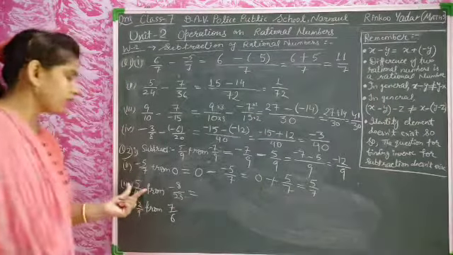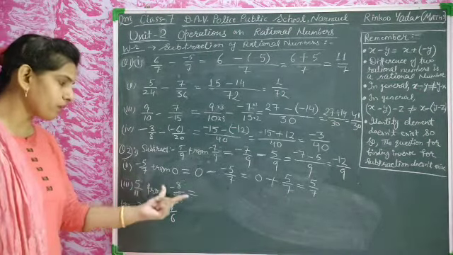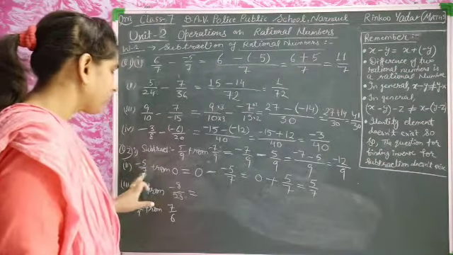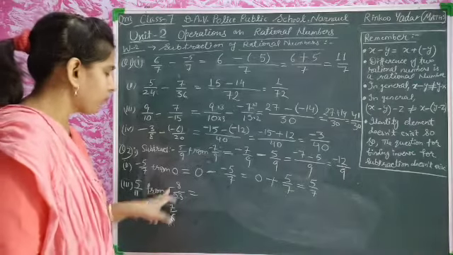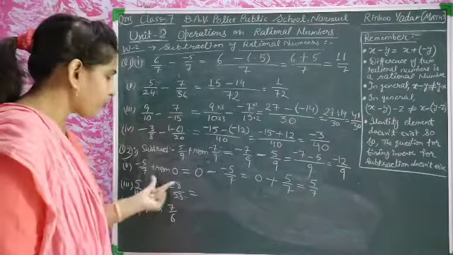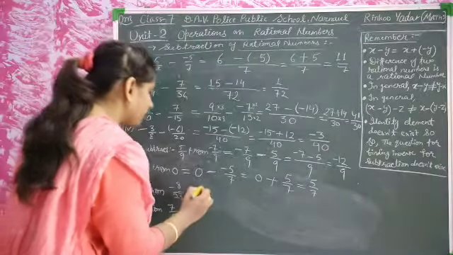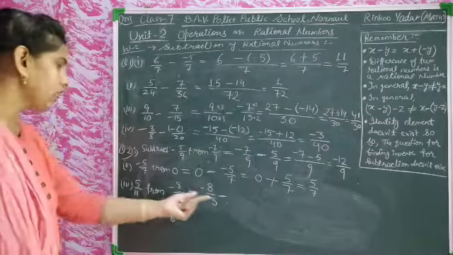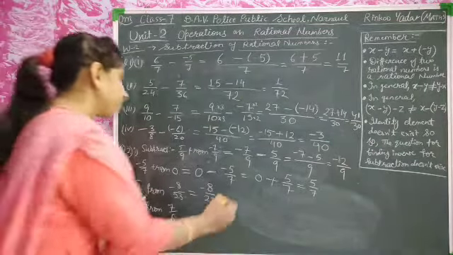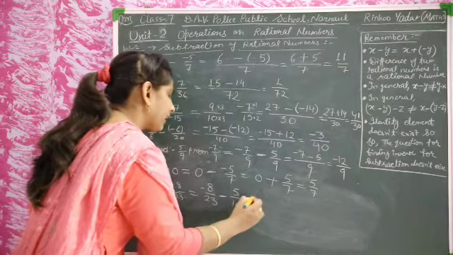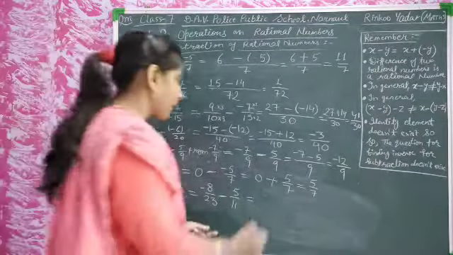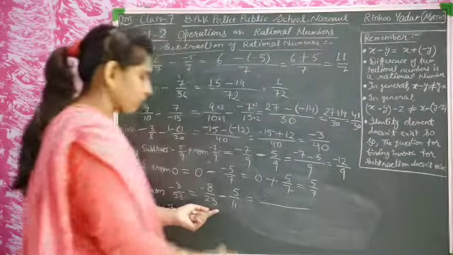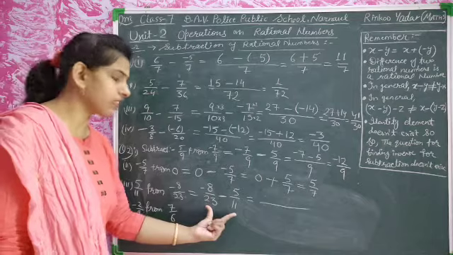Now we are subtracting 5 by 11 from minus 8 by 23. From this number means we take minus 8 by 23 first, and we have to subtract minus of 5 by 11. First we take the LCM, and since both are co-prime numbers, the LCM is their multiplication.